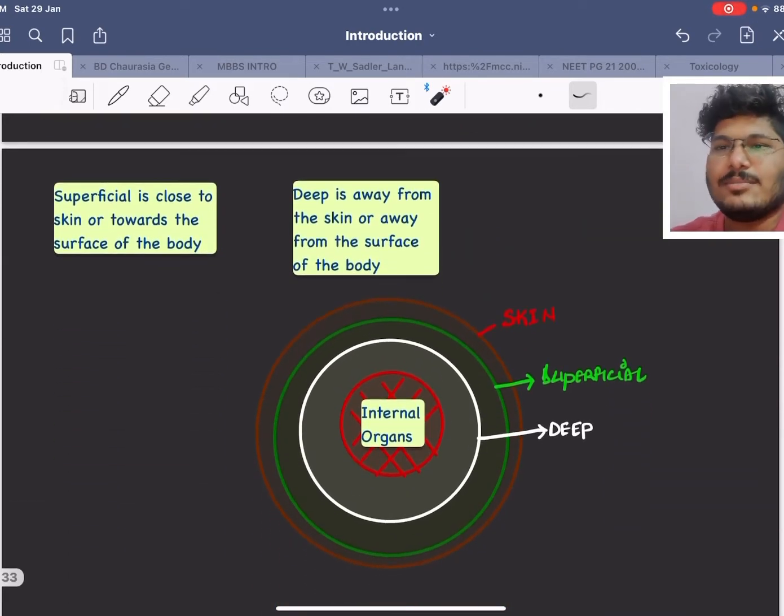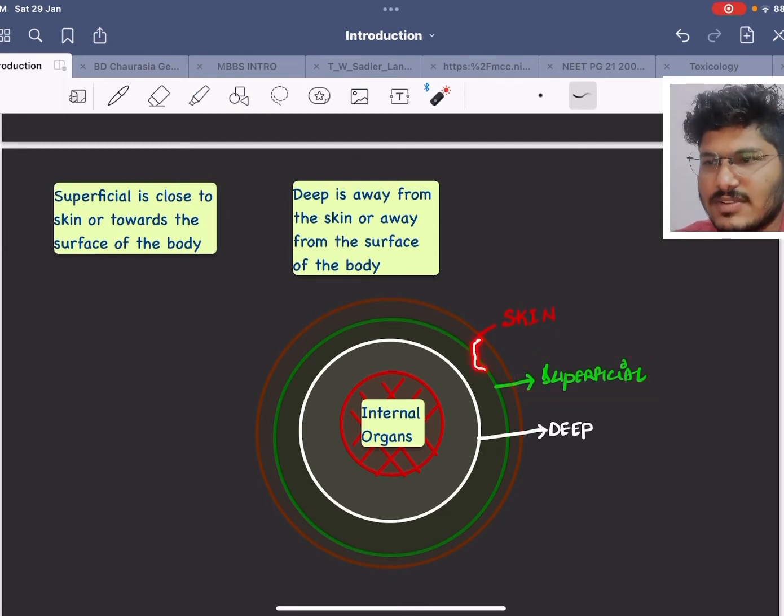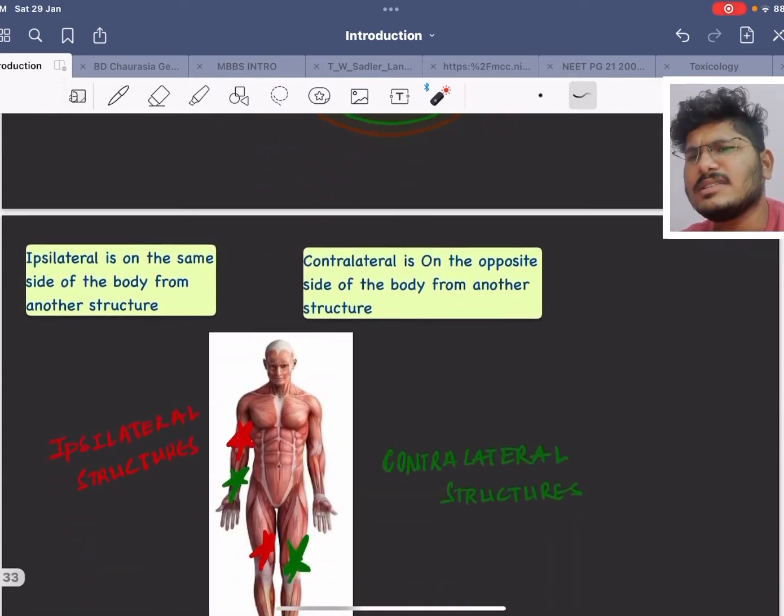So another terminology is superficial and deep. Superficial is something which is close to the skin or towards the surface of the body. The term superficial is given to some structure which is just underneath the skin or just towards the surface of the body. Deep is something which is away from the skin or away from the surface of the body. If it is away from the surface of the body, we use the term deep. So these are very easy.